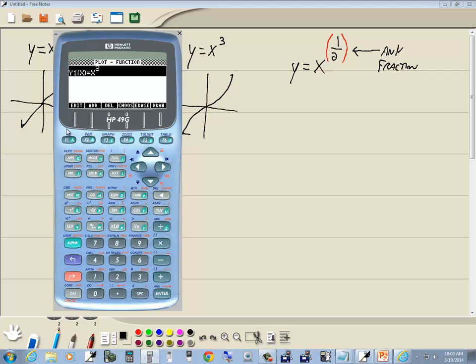I'll go ahead and edit. So I do F1. I do a backspace.